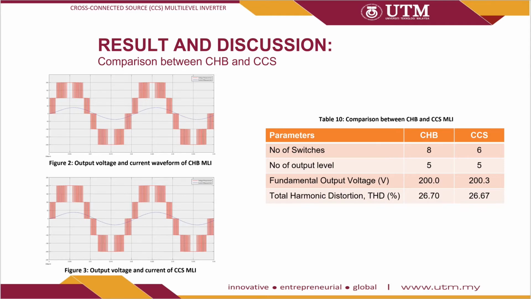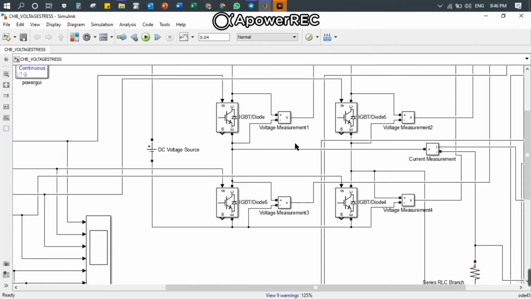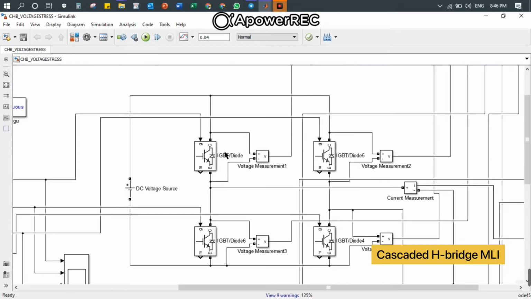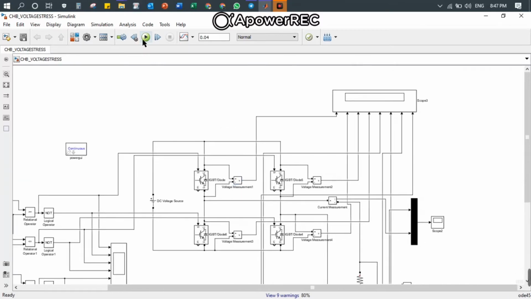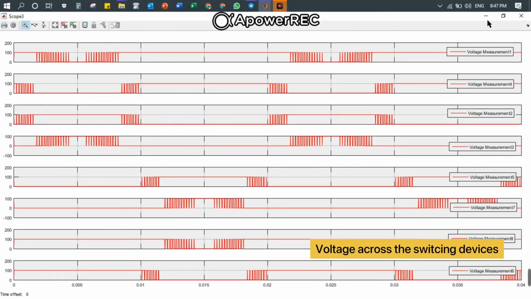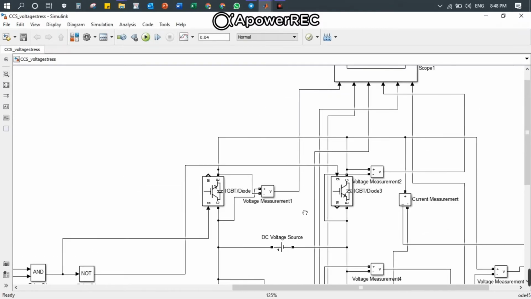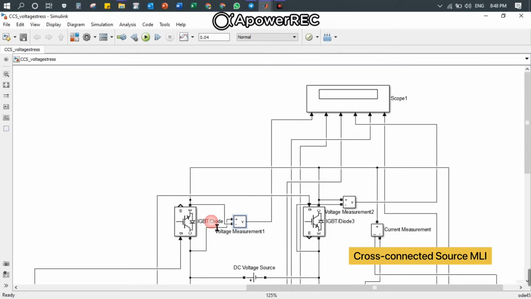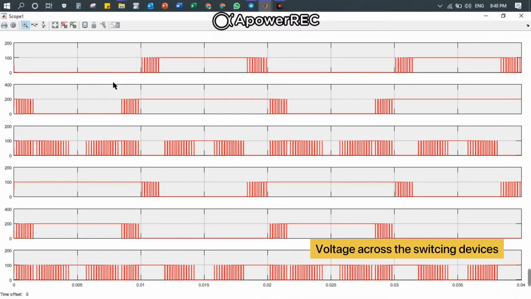Then how about in terms of voltage stress? To measure the voltage stress, simply use the voltage measurement block on each switch and connect them all to the scope to observe the waveform. After running the simulation, here we can see the value of voltage across them. The same procedure is applied to the cross-connected source circuit, where each IGBT diode block is connected in parallel with a voltage measurement.